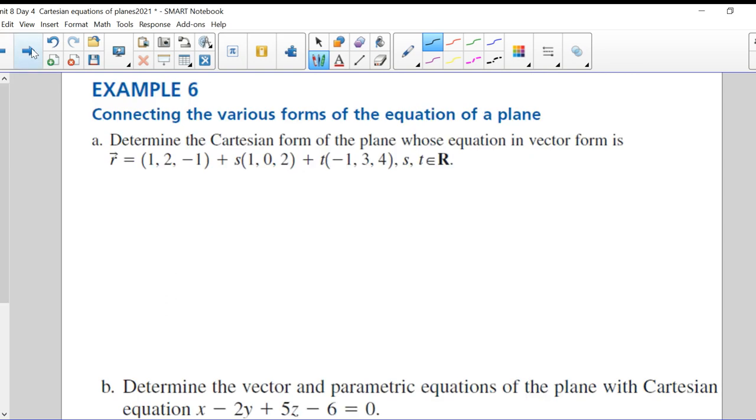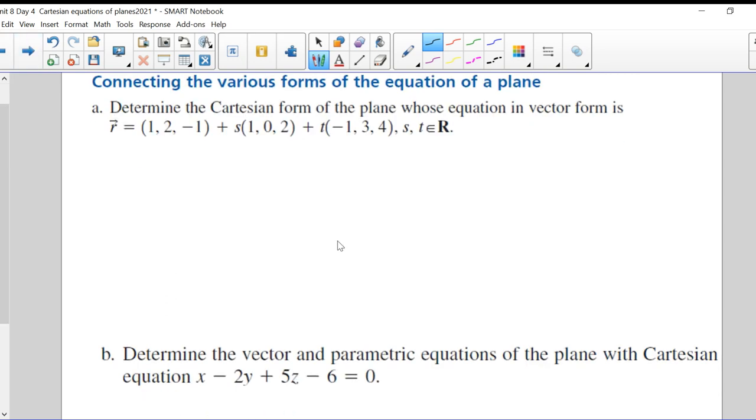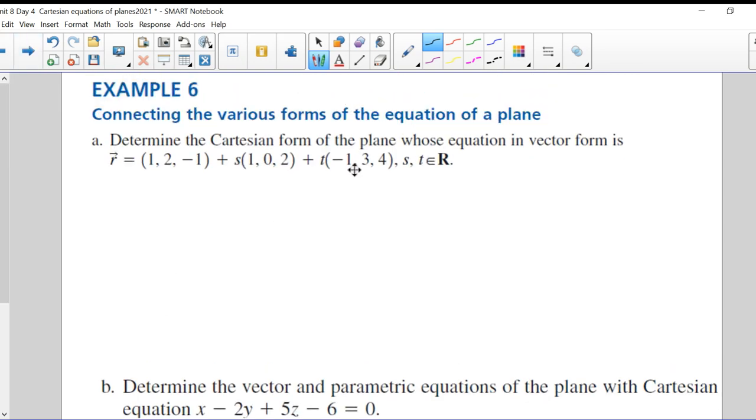Okay, so A and B of this question. Determine the Cartesian form of the plane whose equation in vector form is... You know what? I don't think we really need to do part A of the question. Not that I want to dismiss it, I'm just so eager to get to part B. Sorry, folks. You all know that if I have it in vector form, I'd have to find the cross product of these two and then put that point in, right?